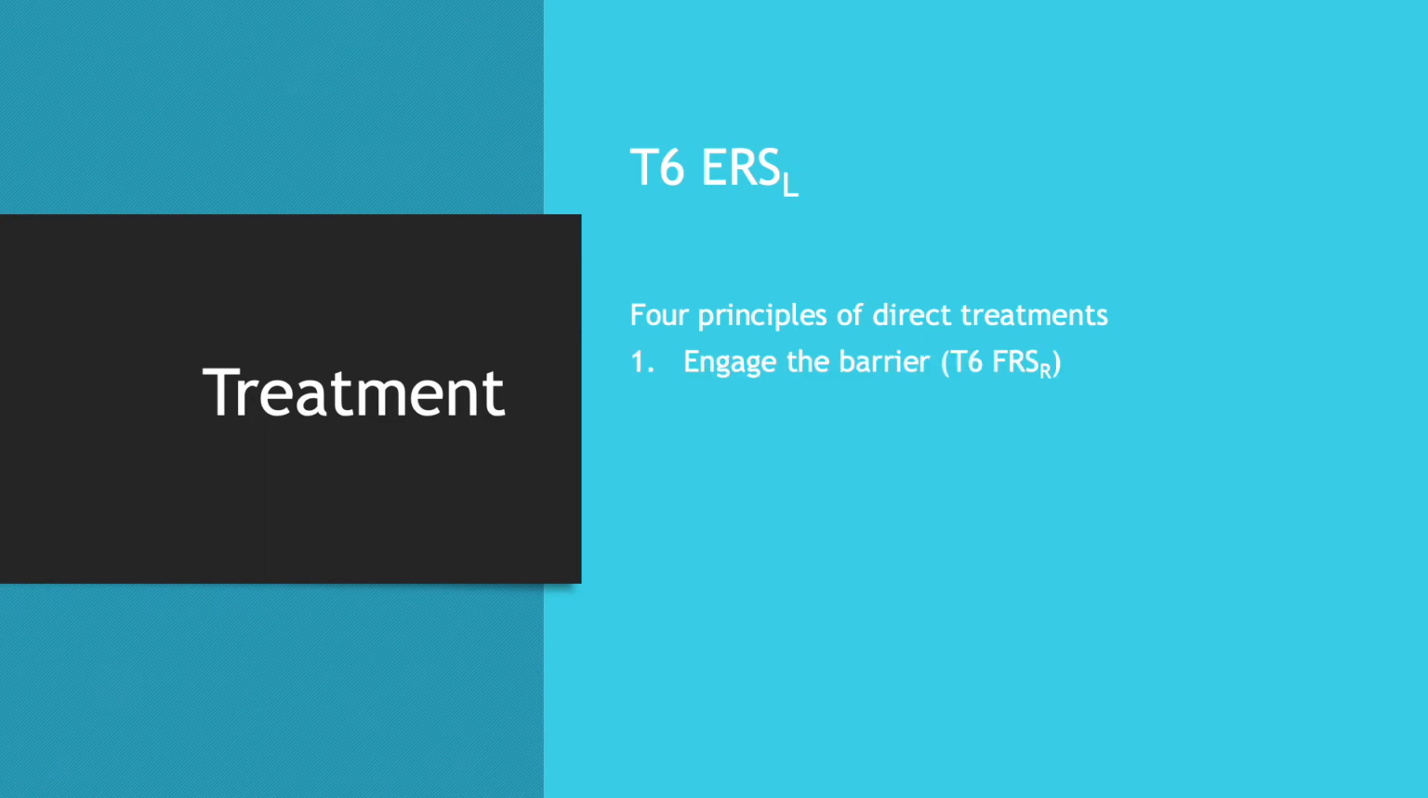So the 4 principles of any direct treatment, whether it's myofascial release, or muscle energy, or HVLA, etc., is that you engage the barrier. So if your diagnosis is extension, rotated left, side bent left, you are going to reverse all of this. Place the patient in flexion, rotated right, and side bent right. You're going to set a fulcrum at this level. And when you set the fulcrum for T6 FRS right, you're actually setting the fulcrum on T7, right? You're going to use a lever. You're going to use the spine.